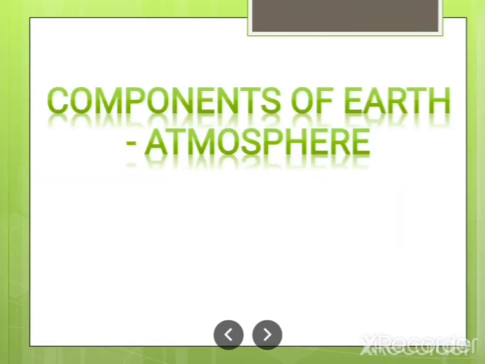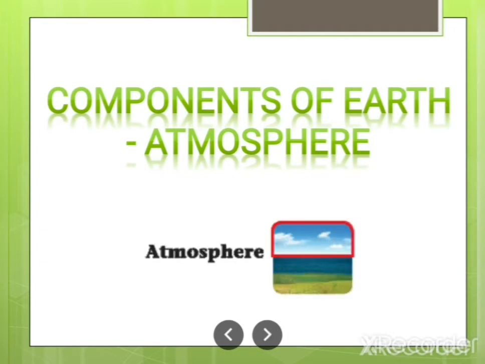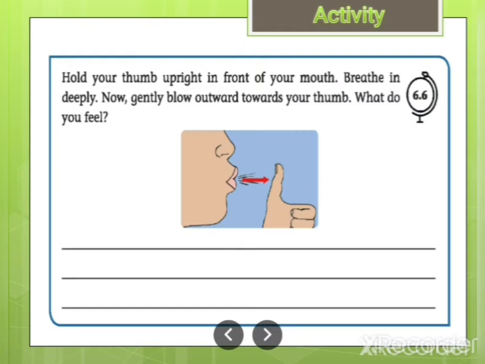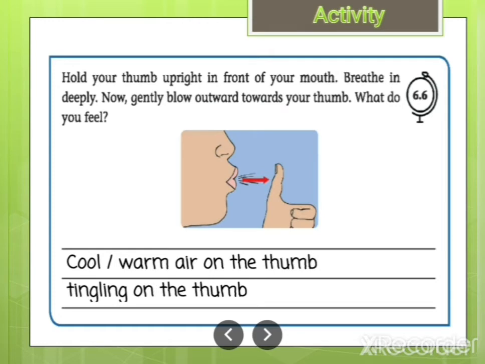In today's video, you are going to learn about atmosphere, that is air. Before that, shall we do an activity? Hold your thumb upright in front of your mouth. Breathe in deeply. Now gently blow outwards towards your thumb. What do you feel now? Good. You may feel cool or warm air on the thumb or tingling on the thumb.